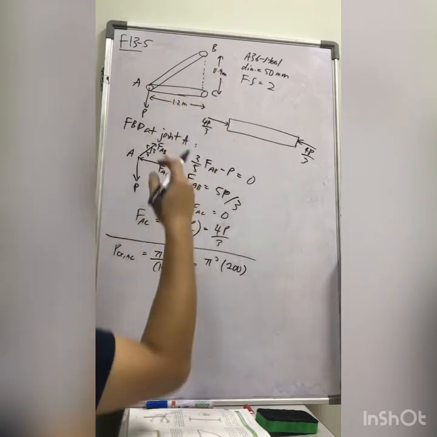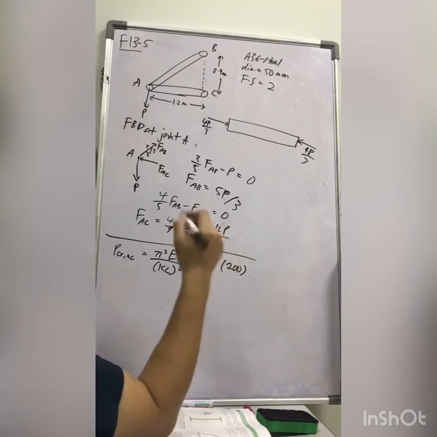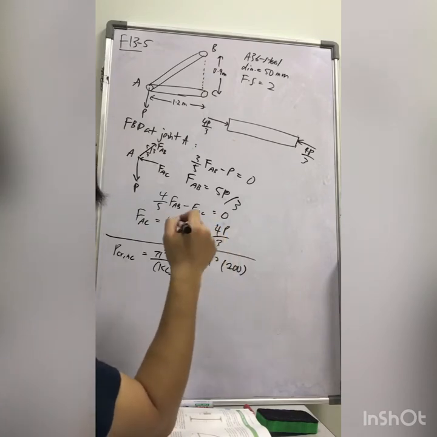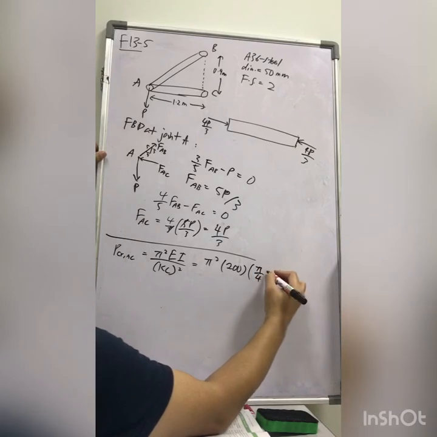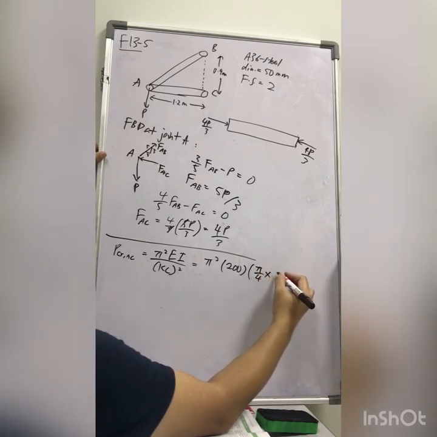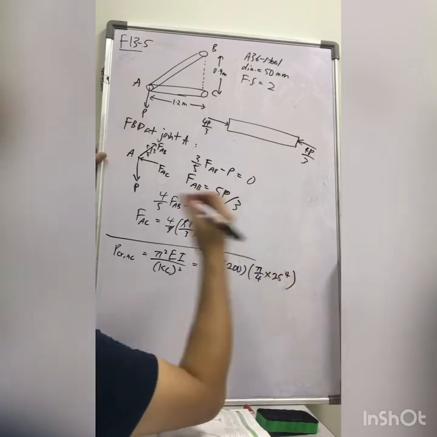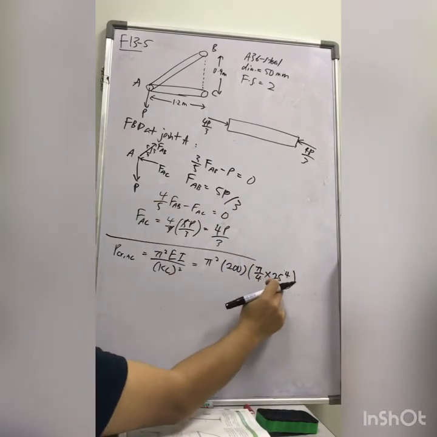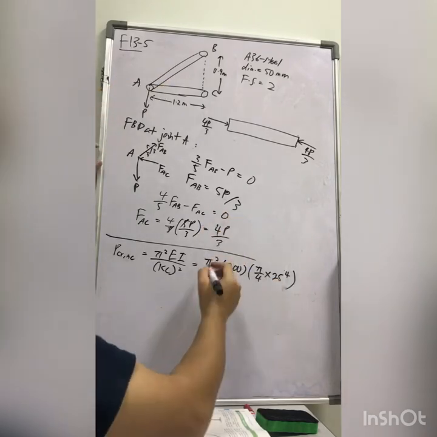This is a circular cross section, because it has a diameter, isn't it? So the I is pi over 4 times c to the power 4. C is the radius, which is 25. So c to the power 4 is 25 to the power 4. Pi over 4 times c, which is 25, the radius, to the power 4, right?